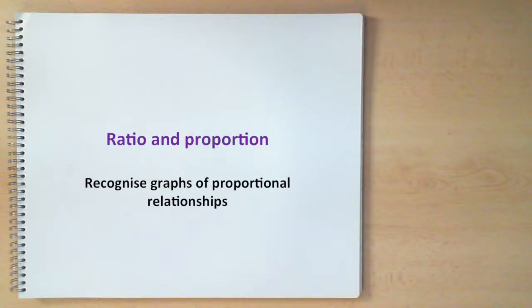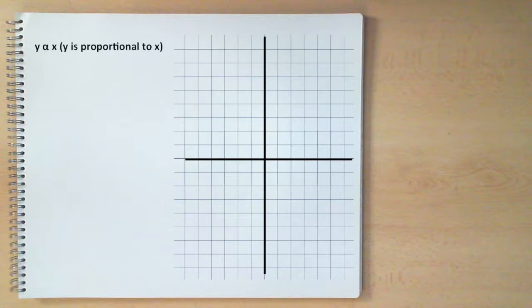We've mentioned before that proportional relationships can be represented on graphs. So it's important for us to be able to identify the different types of proportional relationship and the graph associated with them. Let's look first of all at the simplest proportional relationship, direct proportionality.